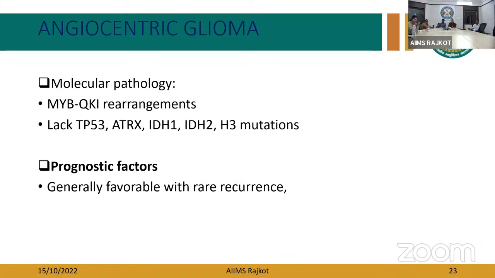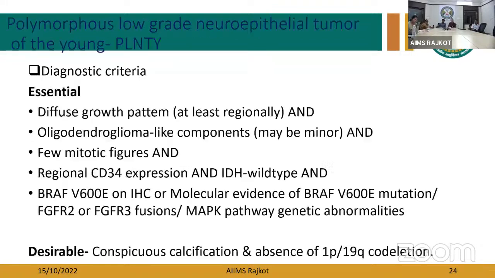So it typically shows typical molecular pathology with QQI fusion, and it is a low-grade tumor, CNS WHO grade 1 tumor with favorable prognosis. So the third tumor is polymorphous low-grade neuroepithelial tumor of the young. Essential criteria are diffuse growth pattern, oligodendroglioma-like components, ODG-like component, scanty mitosis, strong CD34 expression, IDH wild type, and BRAF mutation on IHC or molecular method.